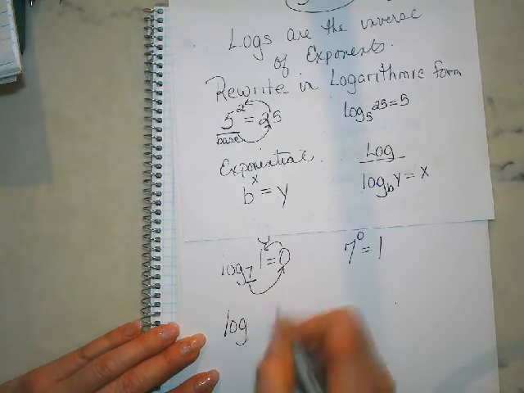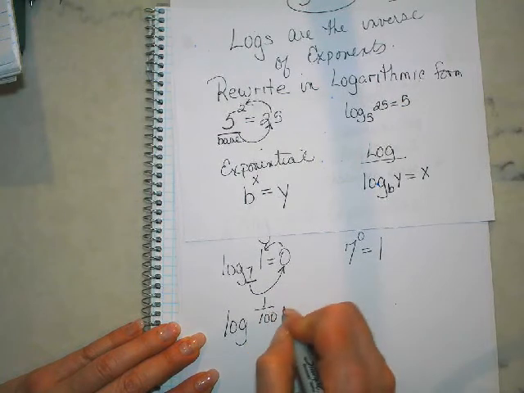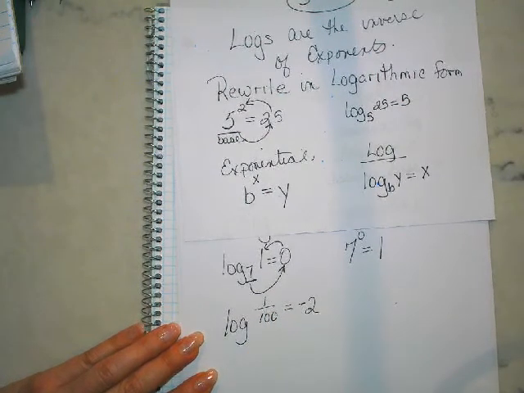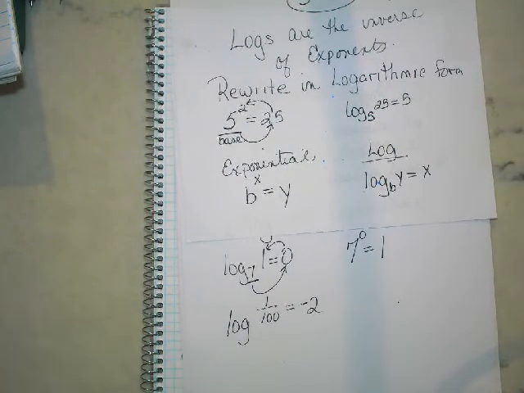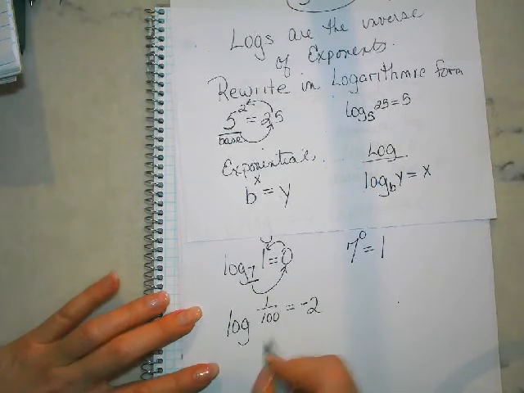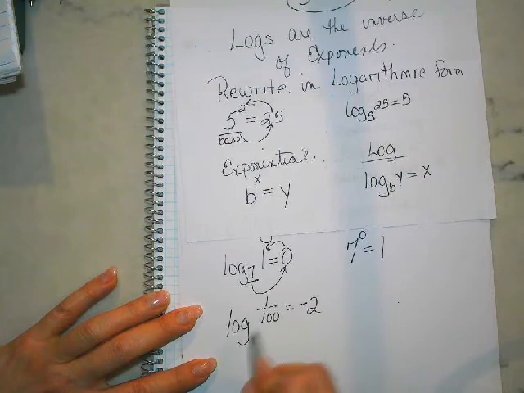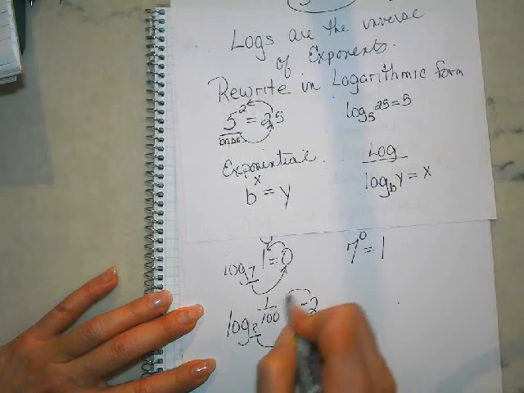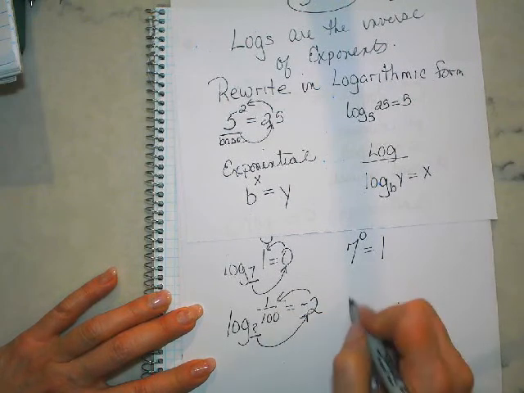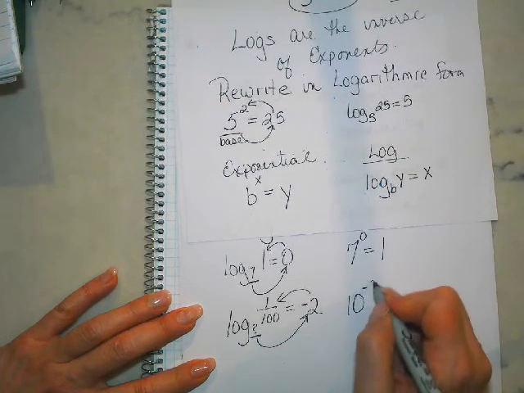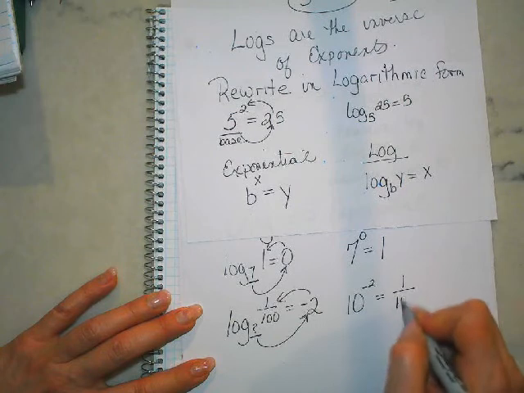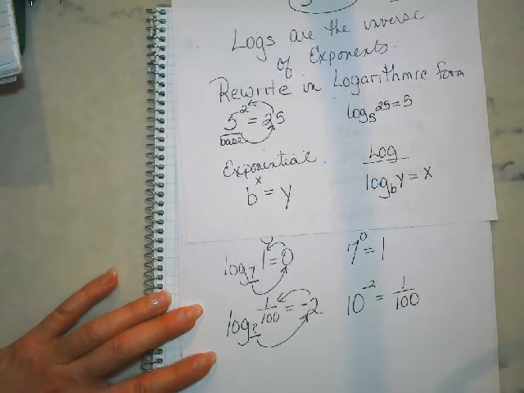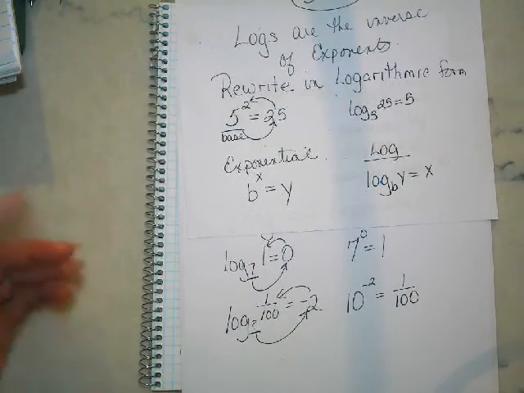Let's try another one. Log of 1 over 100 equals negative 2. Notice over here, there's no base. Well, what is the base when there's no base given? It's still 10. That's called your common log. So your base is 10, raised to the negative 2 power is 1 over 100.